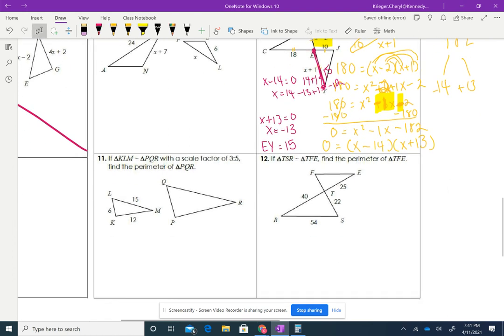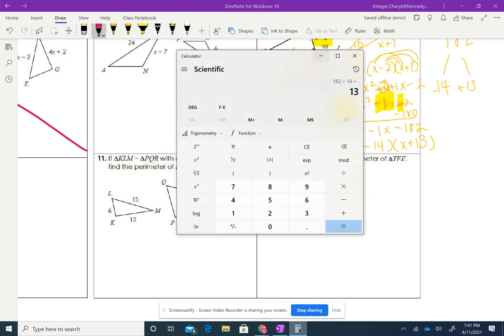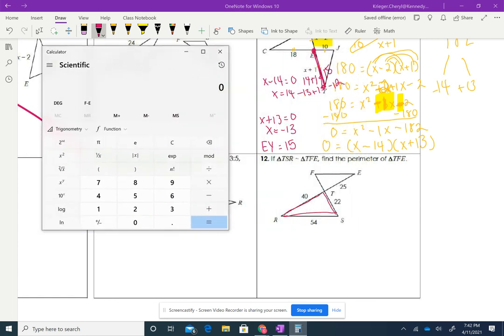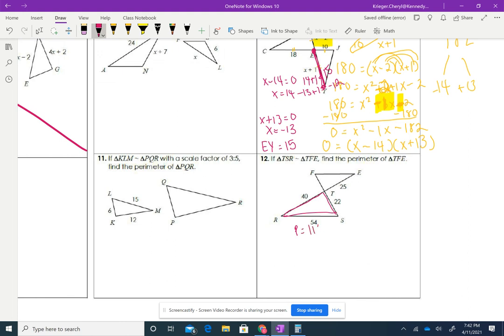All right. And one more. Hopefully an easier one. Okay. Triangle TSR is similar to TFE. Find the perimeter of TFE. All right. What do they give us? Not a lot here. So, what is this perimeter? Let's find it. Perimeter is going to be 54 plus 22 plus 40. So perimeter equals 116.